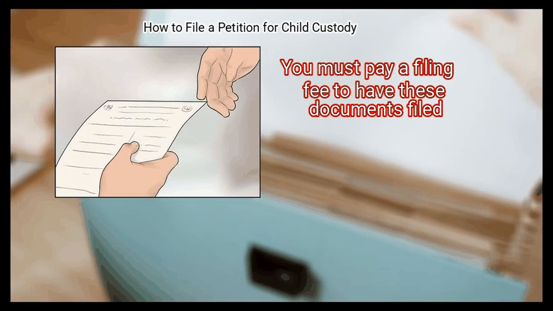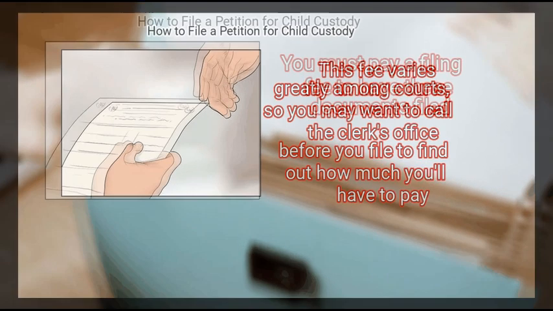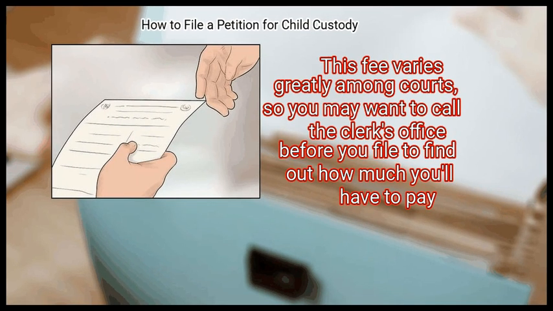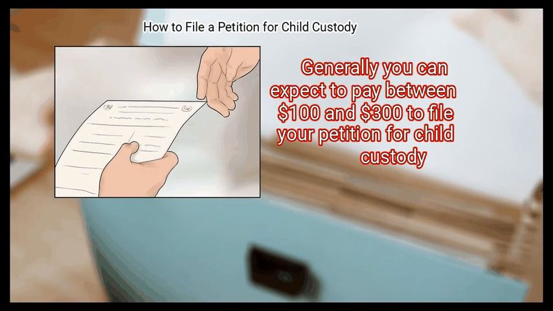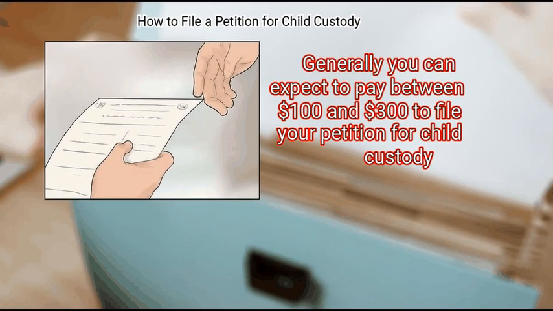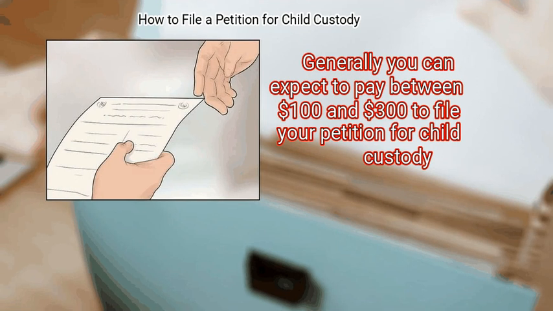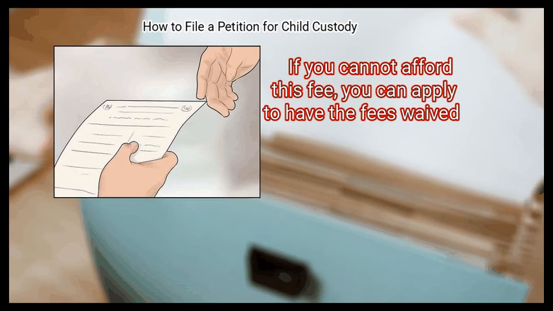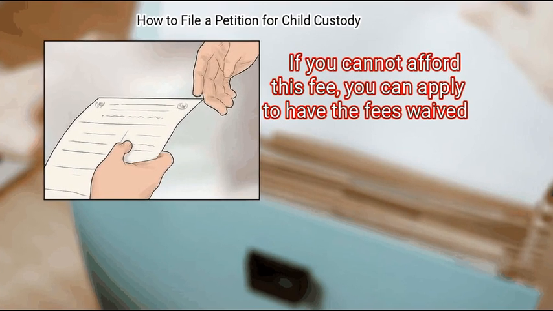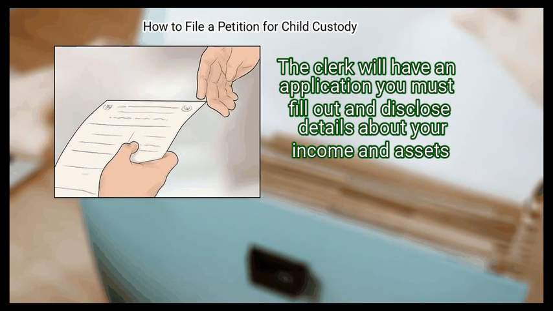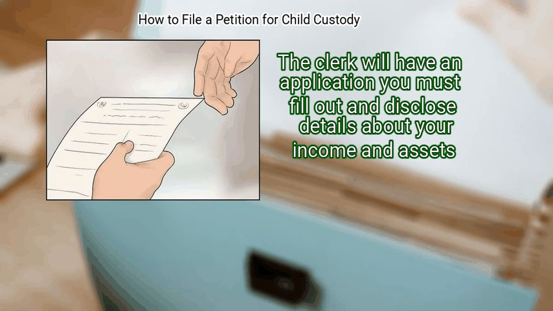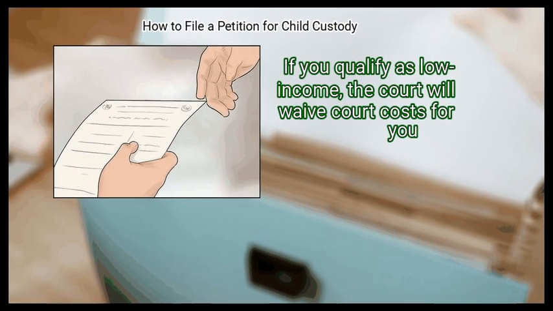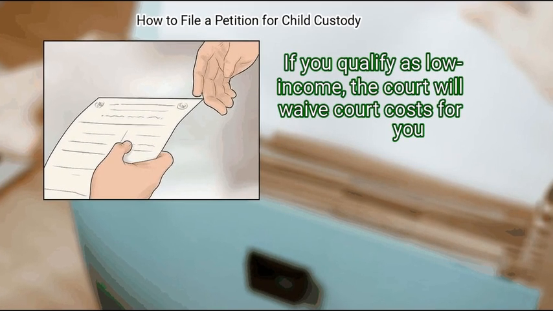You must pay a filing fee to have these documents filed. This fee varies greatly among courts, so you may want to call the clerk's office before you file to find out how much you'll have to pay. Generally, you can expect to pay between $100 and $300 to file your petition for child custody. If you cannot afford this fee, you can apply to have the fees waived. The clerk will have an application you must fill out and disclose details about your income and assets. If you qualify as low income, the court will waive court costs for you.